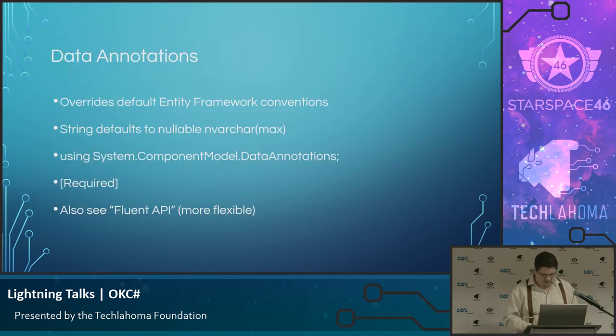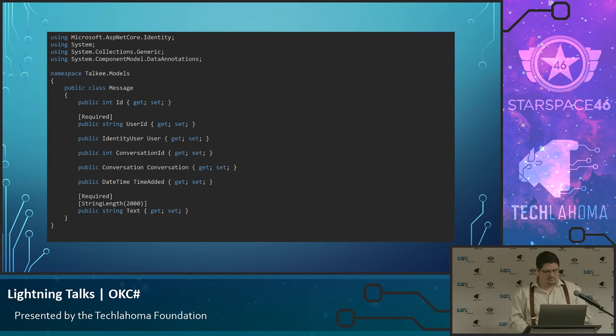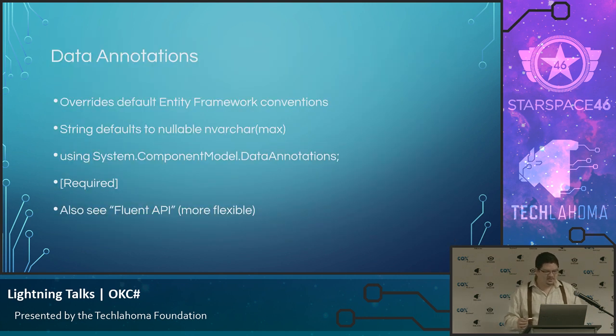Data annotations. So if you look, I'll flip back and forth here real quick. The strings on here that are surrounded by brackets, those are data annotations. What data annotations are, they override the default conventions for Entity Framework. When you have a string in your model, the default convention is to make that a nullable field, and it's going to be nvarchar max. So say you want to limit the size of it and make it a non-nullable field, you have to use data annotations to change that. You use System.ComponentModel.DataAnnotations to enable them. And then, again, that's just an example of, say, the Required annotation.